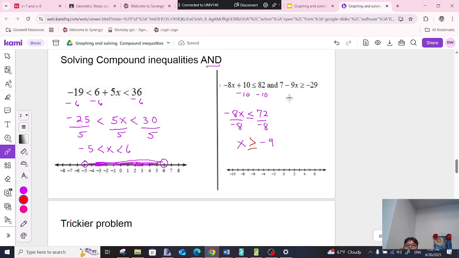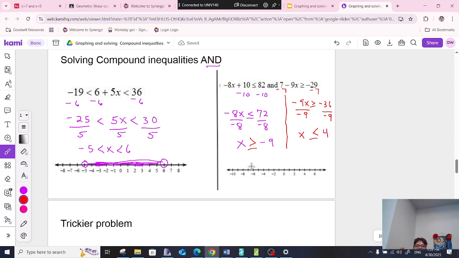Okay, now over here, I'm just going to draw a line just to partition it off. I need to subtract 7. So -9x greater than or equal to -36. Divide by -9. Uh-oh, I'm dividing by -9. I need to flip that inequality. So this is x and this is 4.